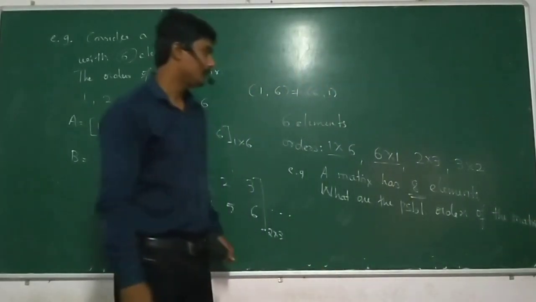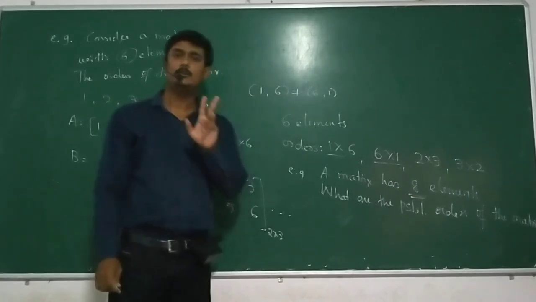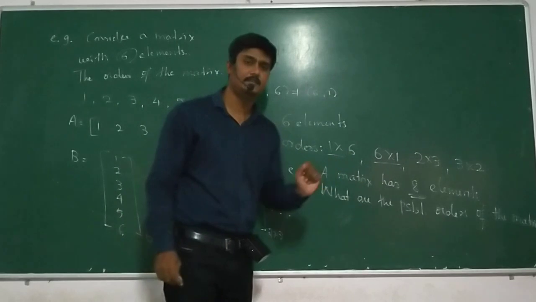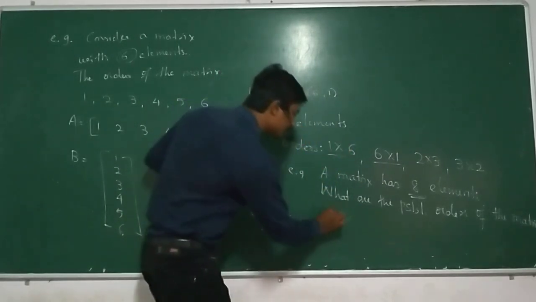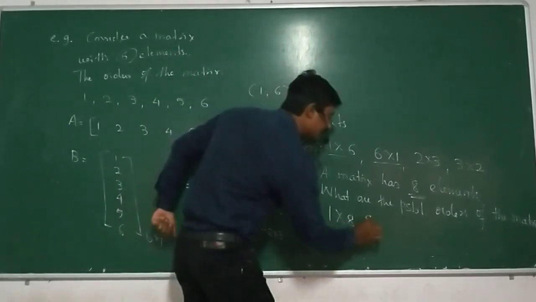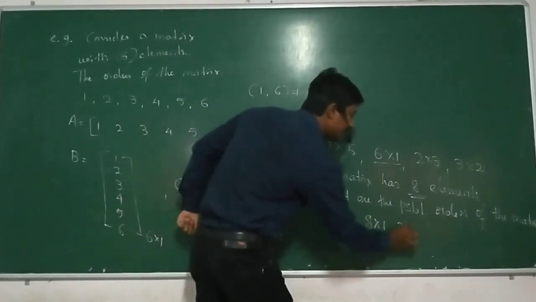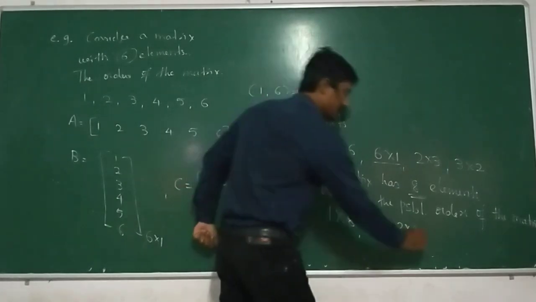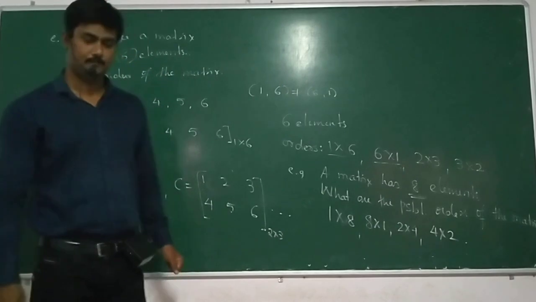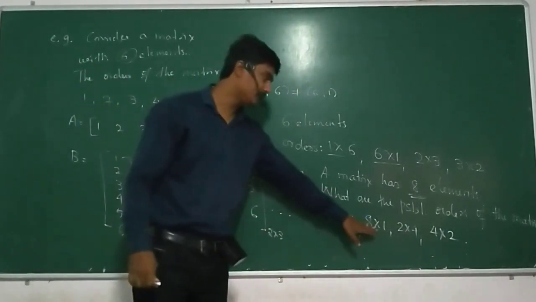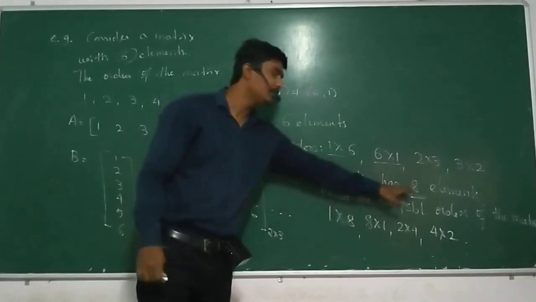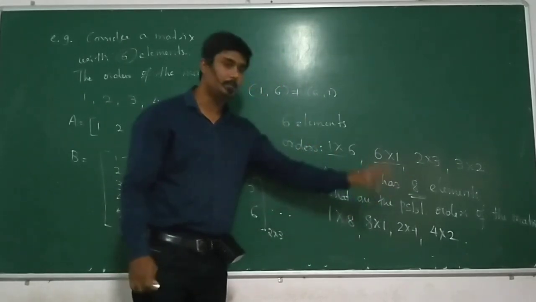Okay. So what will we do now? We will write down the ordered pairs of 2 numbers whose product is 8. So what are the possibilities? You will say 1 by 8, 8 by 1, 2 by 4, 4 by 2. So these are the possible orders, and each matrix will have 8 elements with these possible orders.